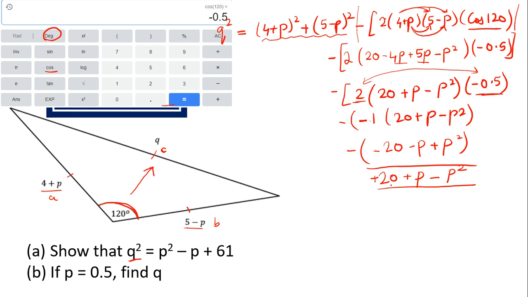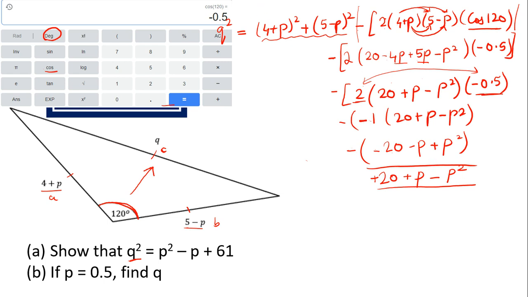So I have 20 plus p minus p squared. Now coming to a more complex part. Once you have this stuff set, you can, if you want, just erase the other part, or if you're doing it in one single go, it's fine. You can keep it like that. So 20 plus p minus p squared.